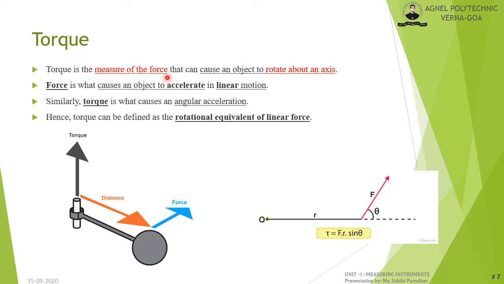What is torque? Torque is the measure of the force that can cause an object to rotate about an axis. Suppose this is the axis of rotation, this is the object which needs to be rotated about this axis, then force F will be applied to this object. Now we know that force causes an object to accelerate or move in linear motion, but torque causes angular acceleration. Thus, torque can be defined as the rotational equivalent of the linear force. Now, torque is given as F into R into sine theta, where F is the force applied to the object, R is the distance between the object and the rotational axis, and theta is the degree of rotation.